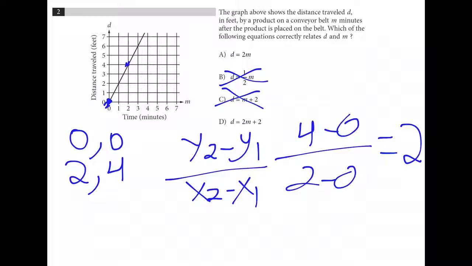So between A and D, the only difference is this y-intercept of 2. If I look back at my original graph, where does this line cross the y-axis? Well, it's right here at 0, so it does not have a y-intercept. A is the correct answer.